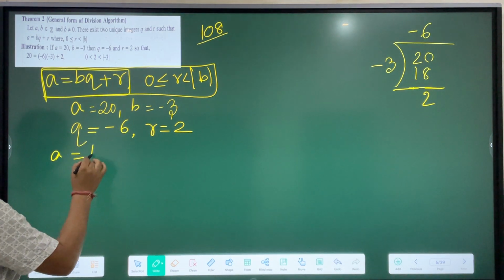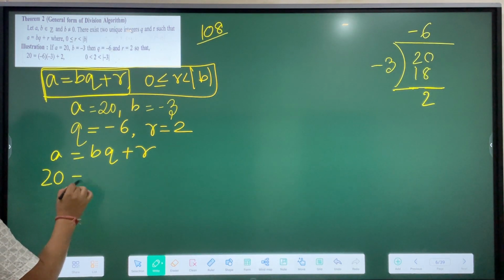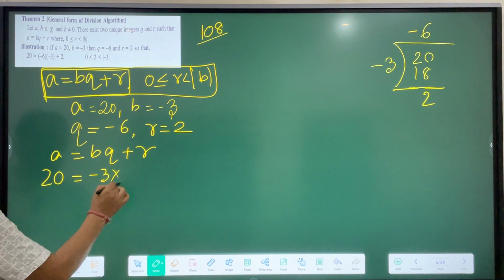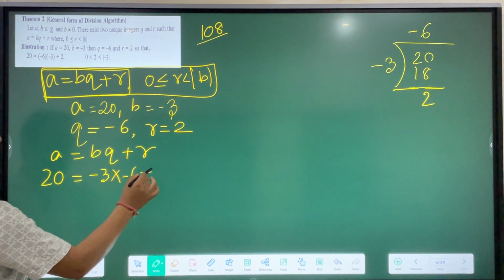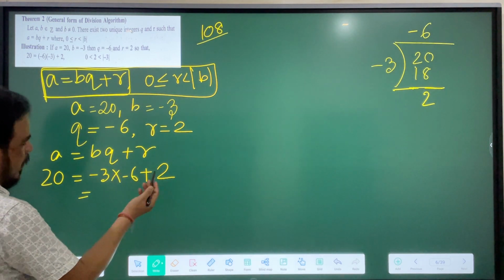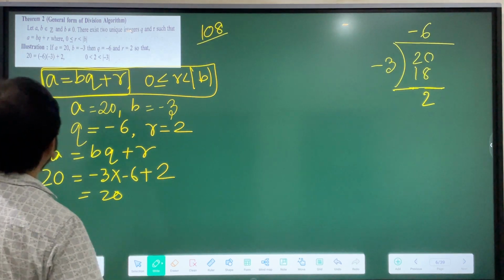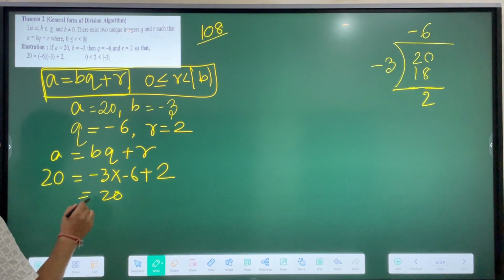A is equal to BQ plus R. A is 20, B is minus 3, Q is minus 6, plus R. R is 2. So minus 3 into minus 6 is 18, plus 2 is 20. So both sides are equal. So what have we got here?